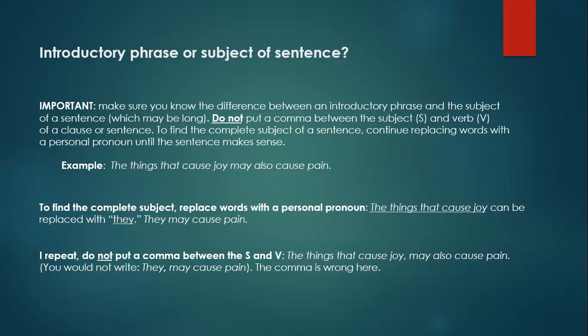Example: the things that cause joy may also cause pain. To find the complete subject, I can start replacing the beginning of that sentence. There is no introductory phrase in there because there's no comma at the beginning, so I already know that the subject is going to be at the beginning. And if I replace the things that cause joy with they, the sentence makes sense. So I have found the subject. They may cause pain. I repeat, do not put a comma between the subject and the verb. The things that cause joy may also cause pain. No comma after the things that cause joy.